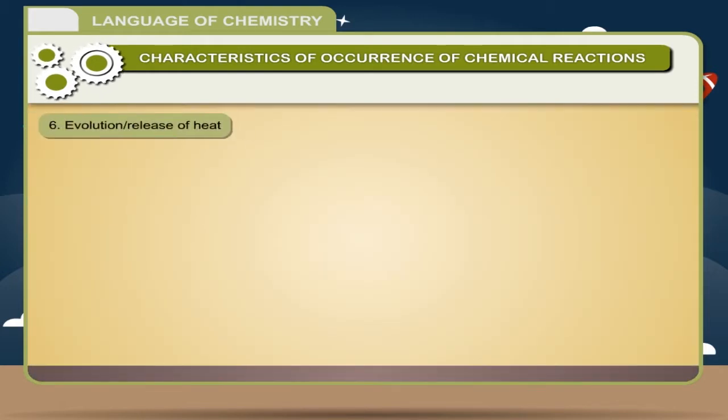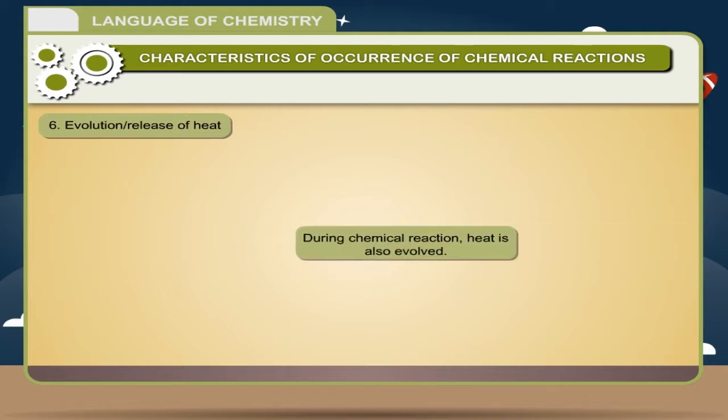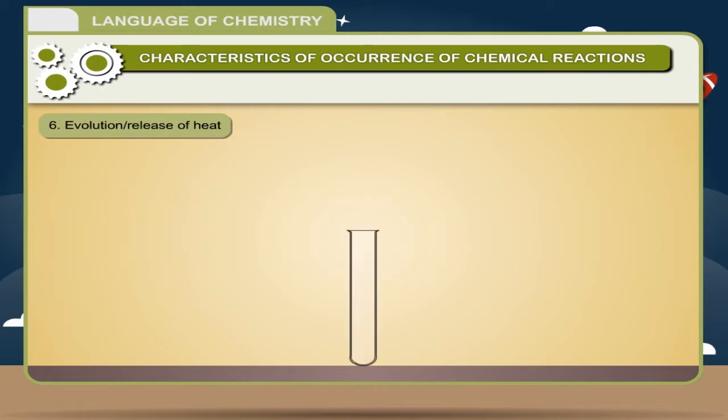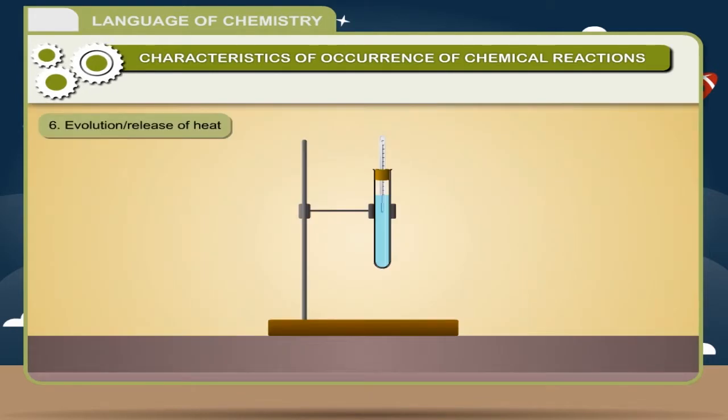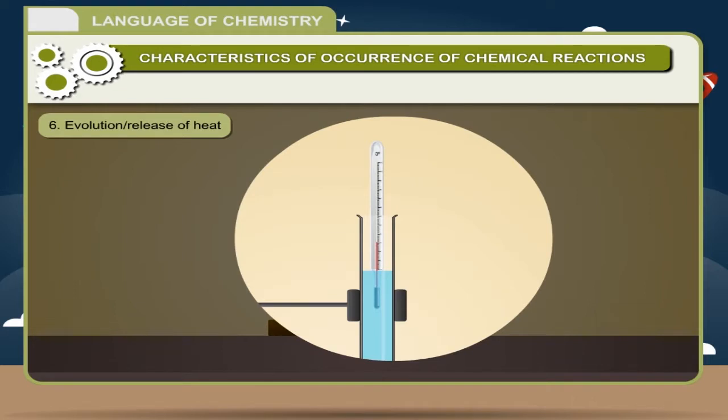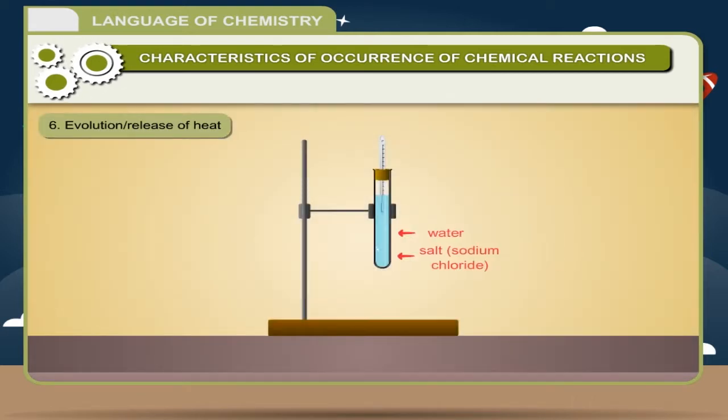Evolution or release of heat. Activity. During chemical reaction, heat is also evolved. Take hydrochloric acid and add few drops of sodium hydroxide. During this reaction, heat is evolved and salt and water will be formed. The test tube becomes warm.